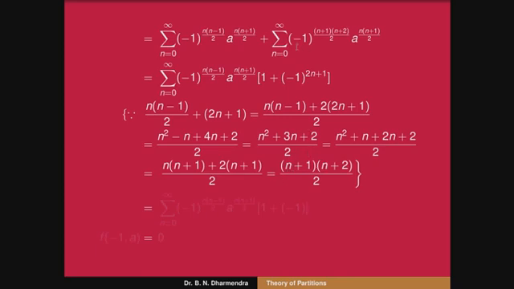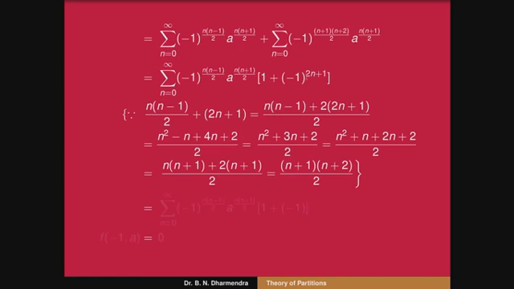So (-1)^((n+1)(n+2)/2) can be written as (-1)^(2n+1) into (-1)^(n(n-1)/2). That is why I can take the common factor. So we take that common factor, and the remaining term is 1 plus (-1)^(2n+1).